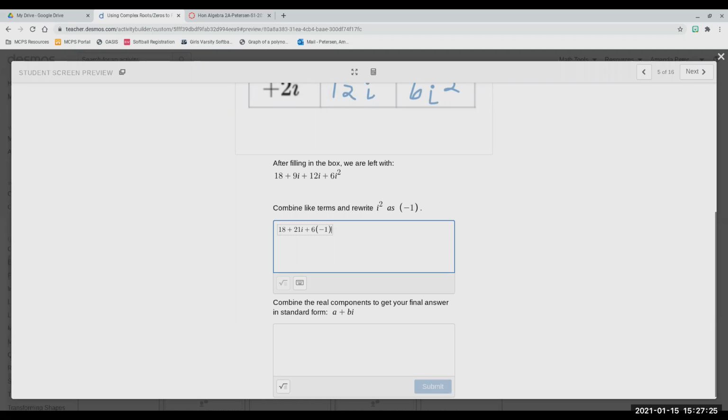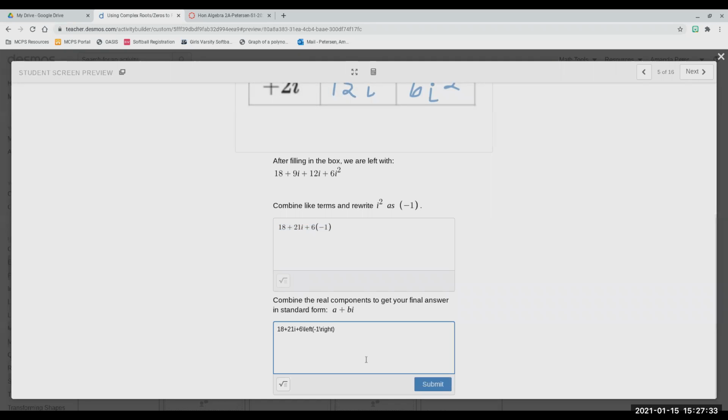All right. So we're close. Still not there yet. Let's take a look at the next box below. Combine the real components to get your final answer in standard form a plus bi. So standard form just meaning real number plus imaginary number like we talked about last class. Well, let's keep simplifying. 6 times a negative 1 is a negative 6. Notice I now have like terms again. I have an 18 and a negative 6. 18 minus 6 plus 21i.